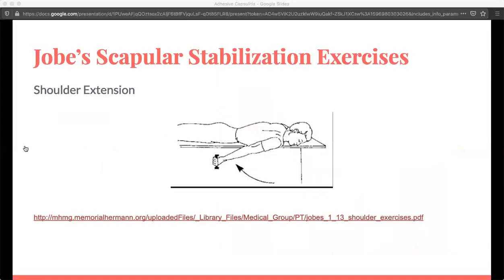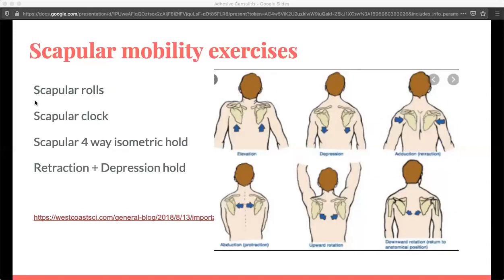Yeah, just one more thing. With this scapular exercise, I do like the retraction with depression hold. So you retract, then you depress the scapular blades and you hold that. So that's a nice partial hold exercise for all patients.